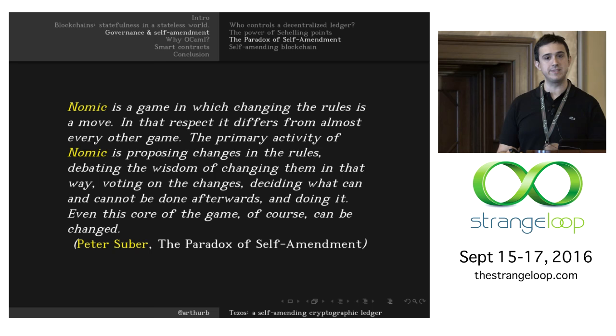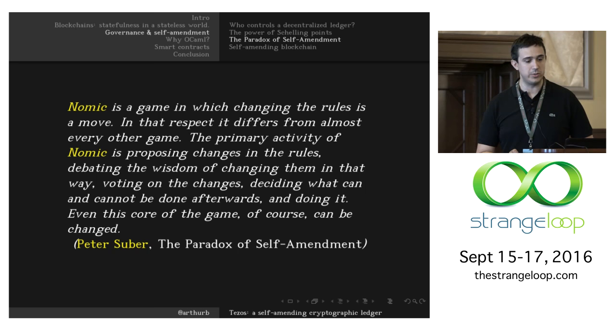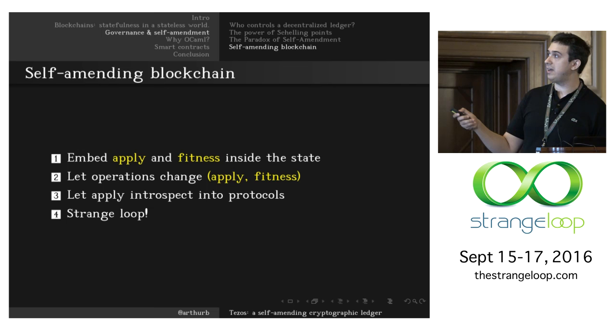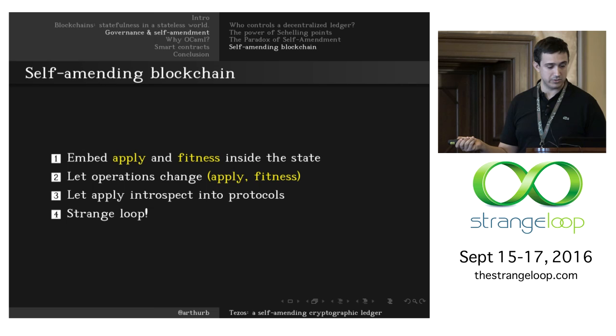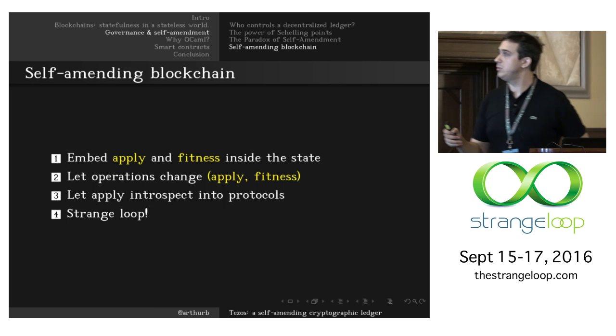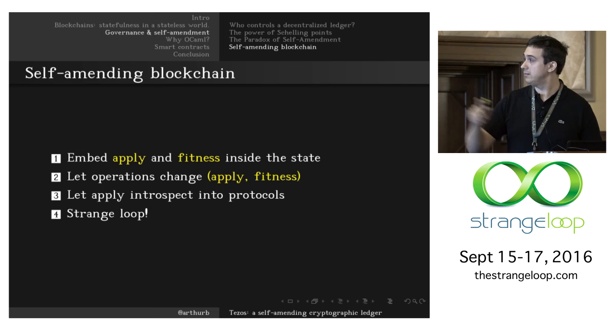So what does it have to do with a blockchain? Well, I wanted to create a self-amending blockchain. So how do we do that? Well, the first thing we do is take this apply and fitness function, because remember, apply and fitness really define what a blockchain is all about. And we're going to take them and fold them inside the state. Then we're going to have operations which can change apply and fitness. And remember, these operations are going to be inside the apply function.